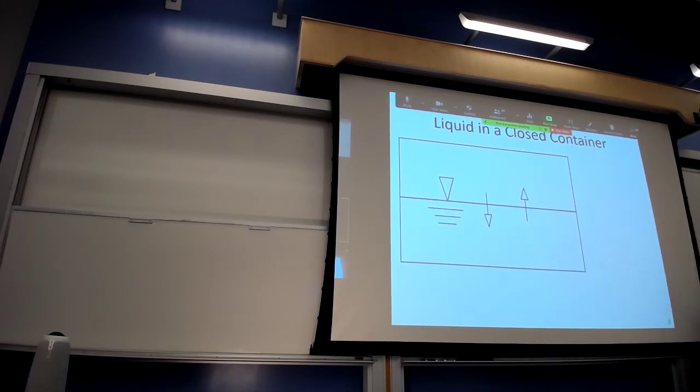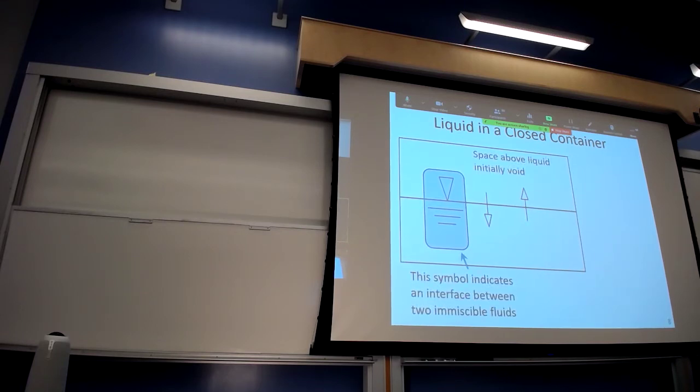No. Okay. So the first thing I want to describe is this upside down triangle on the left. That upside down triangle, you're going to see a lot in this course. It's a triangle, and then there's 1, 2, as many lines as you want under it. Normally I'll only put 1 or 2 lines under it. What that symbol indicates is an interface between two fluids.